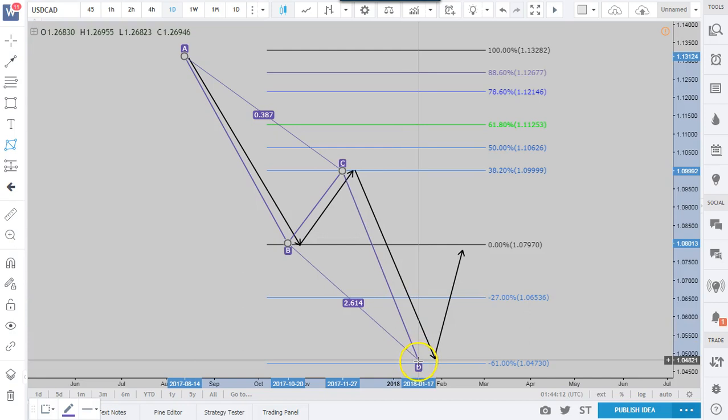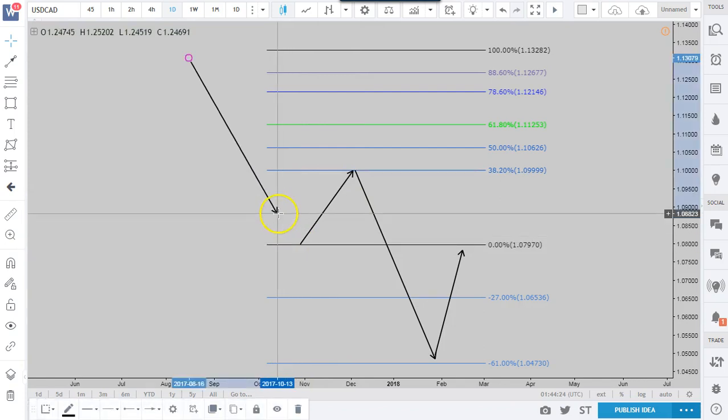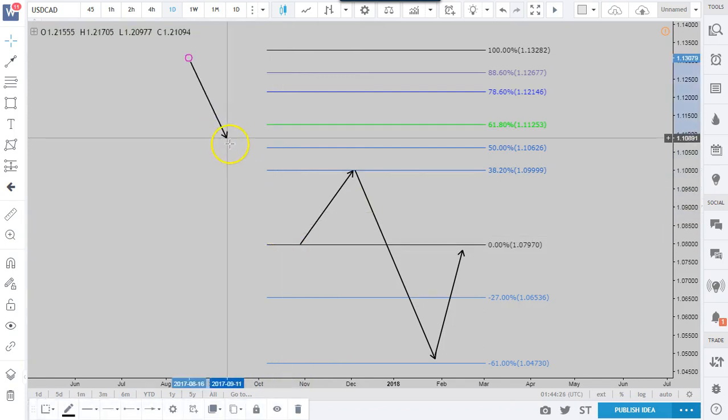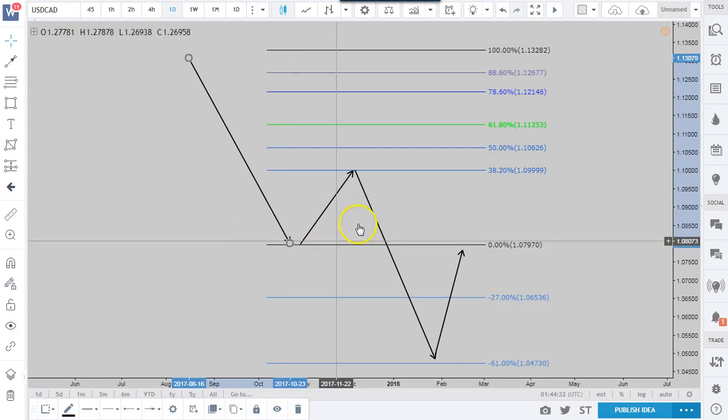Or sometimes we can see price go to the 61% extension level. So that's how price moves. Or sometimes, if price was running at a slower pace, if price was going slowly to the downside, then we expect this to happen.